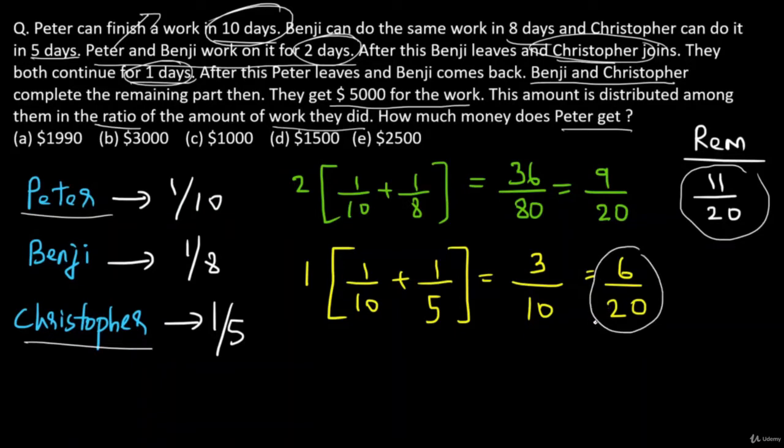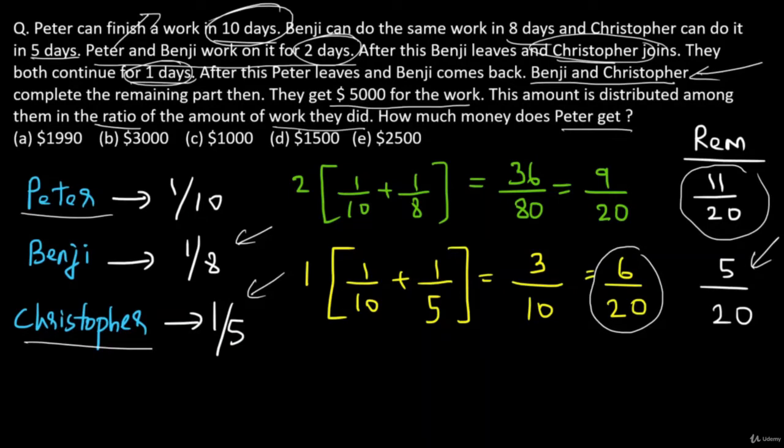So how much is pending now? That would be 11 by 20 minus 6 by 20, which is equal to 5 by 20. So 5 by 20 of the work is still pending, and at this point Benji and Christopher are completing this remaining part. So Benji and Christopher together in 1 day, they complete 1 by 8 plus 1 by 5 of the work. So in x days, they have to complete 5 by 20 of the work.